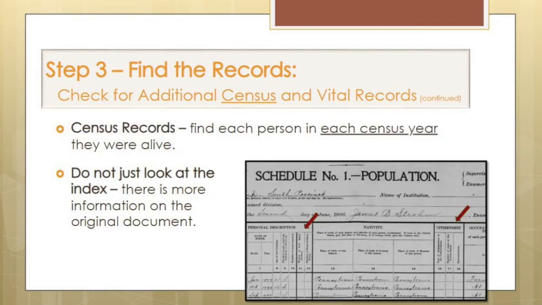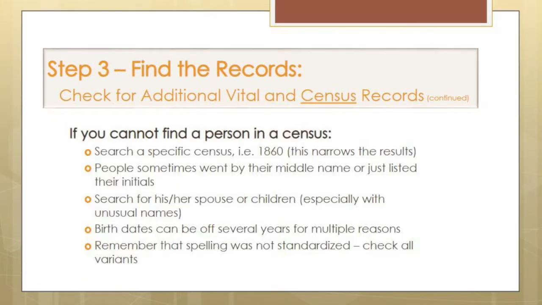You want to try and find a census record for each census year your ancestor was alive. Don't just look at the index of the census, because the original census record has additional information. Here are some tips if you can't find the census record you are looking for. Try searching in a specific census, like 1860. This will narrow down your results.